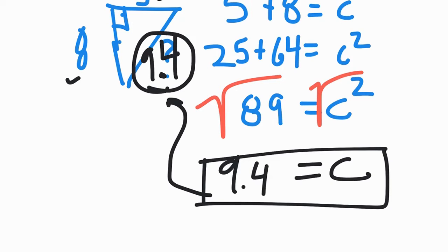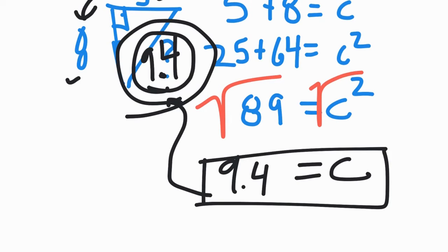Oh, and let's do a fun check just because. Does this work as a triangle? Well, triangle inequality theorem, does 8 plus 5 give you a number that is bigger than the longest side? Well, 8 plus 5 is 13. Is 13 bigger than 9.4? Yes, so it is a triangle. Plus we found the biggest side, which is the hypotenuse, using the Pythagorean theorem.